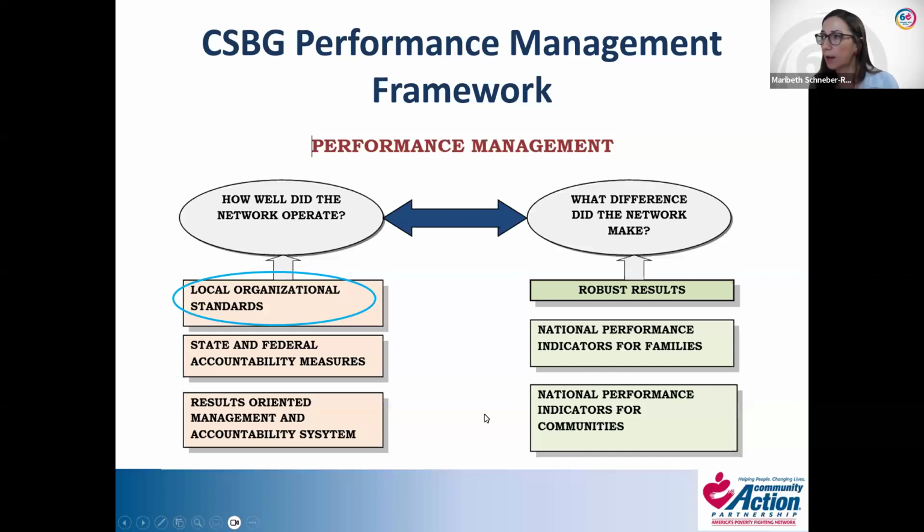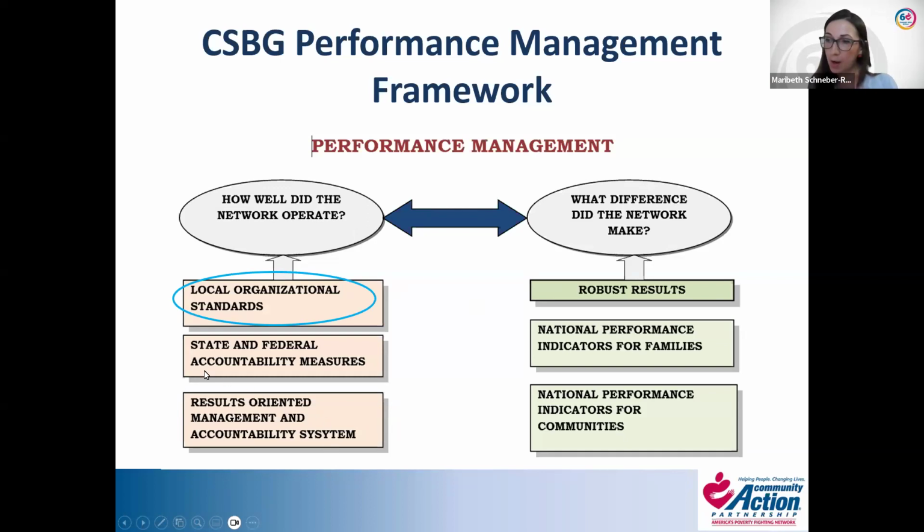So that's how we track what difference we're actually making, right? How many people get a job? How many kids are reading at grade level? How many seniors are living independently? The list can go on and on. But we don't only care about that. We do also care about how well are we operating as a network? How are we ensuring that we're doing good work when we're doing the good work?